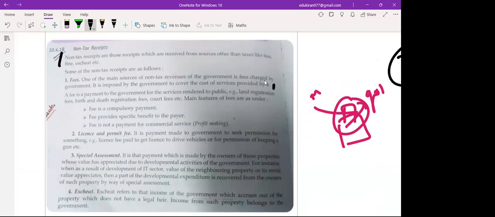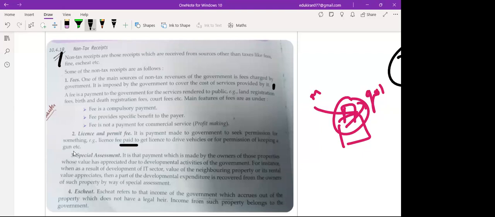Okay? So you will write it here. So what is a fee? For example, I am giving you a license. So in return, you need to pay me the fees. Then license and permit. It is a payment made to the government to seek permission for something. License fees are paid to get a license to drive vehicles or for permission to keep a gun, etc. So this is called licensing fees or permit fees. You are taking permission, like, can I open the shop or can I sell this particular product.